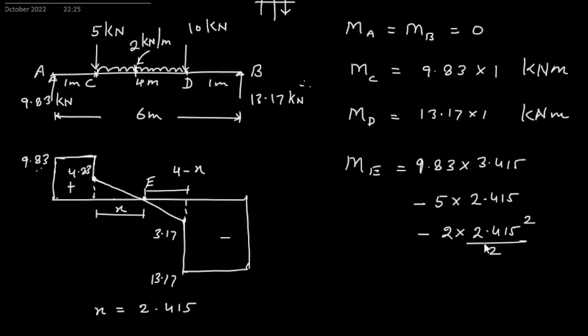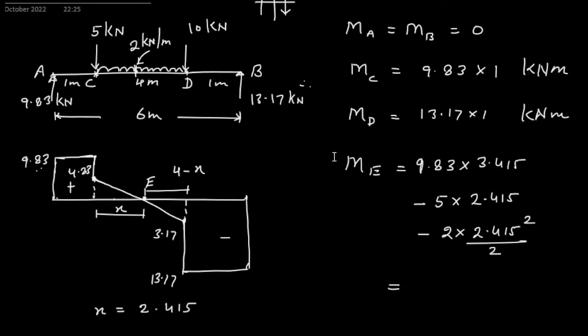What I am doing is writing 2 into 2.415, which is the total UDL load on the left of point E, and half of that distance, x by 2, meaning 2.415 divided by 2. This is how we can write it, and this will give me the moment at point E. That moment is going to be the maximum moment, so let us see whether we get the maximum value.